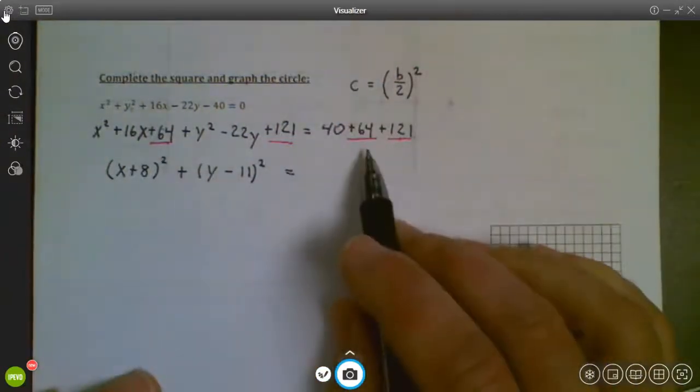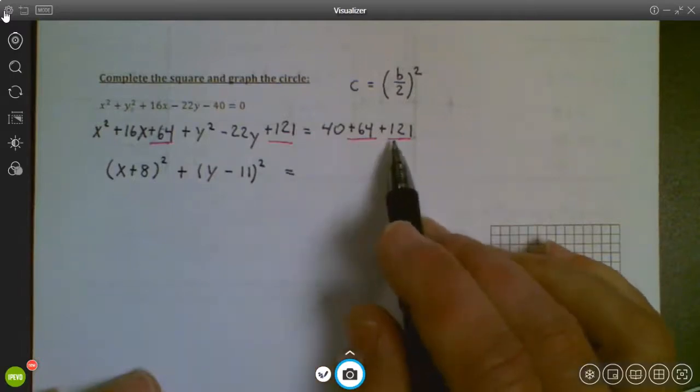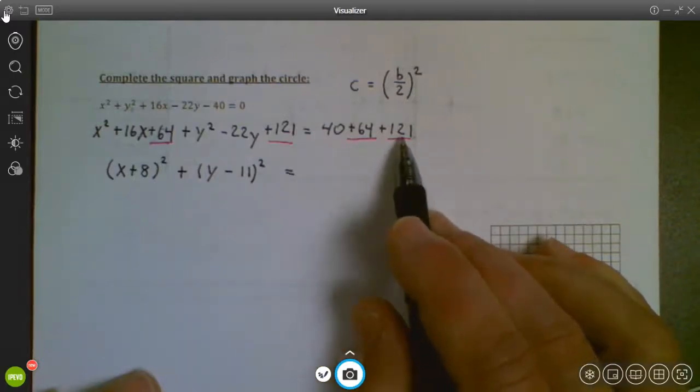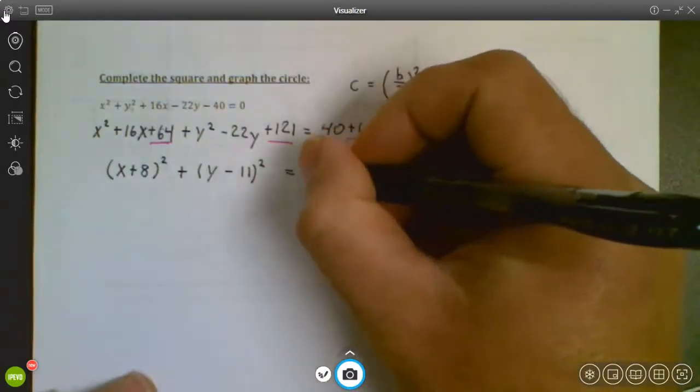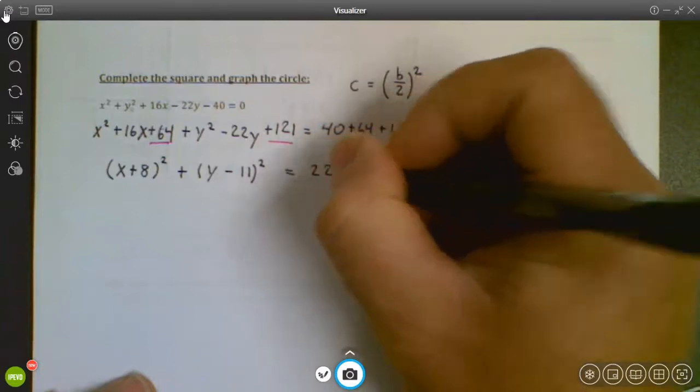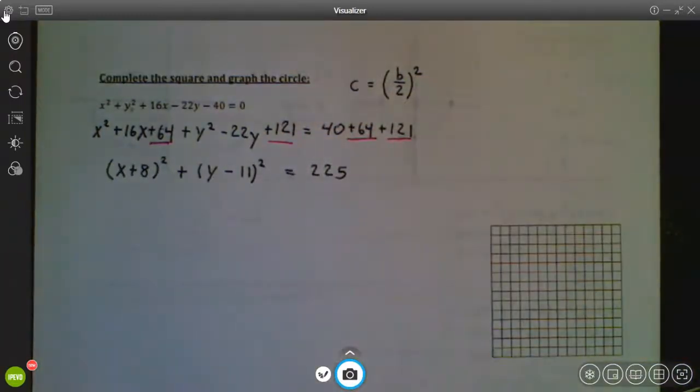And let's just clean up the right side here. So if I add all that together, 64 plus 121 would be 185, plus this makes it 225. And that's it. So that would be the standard equation of this circle.